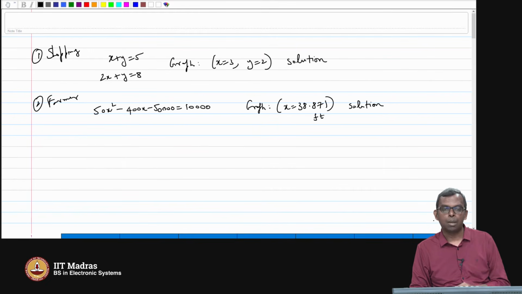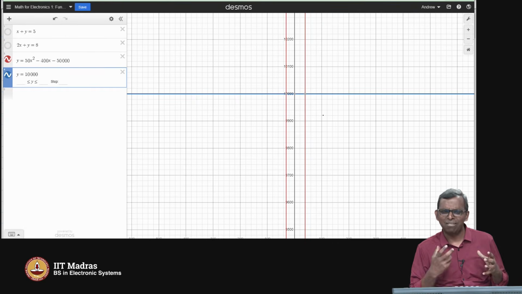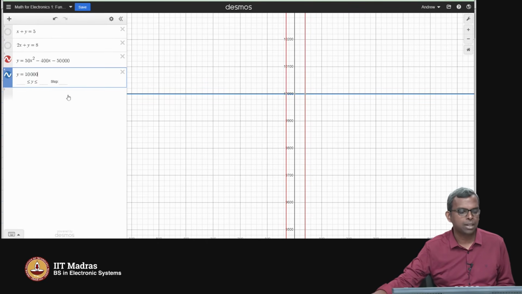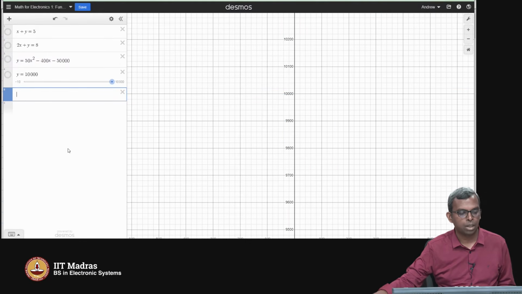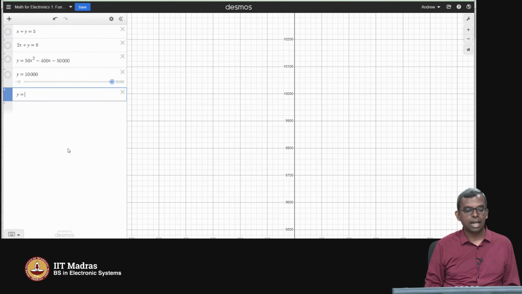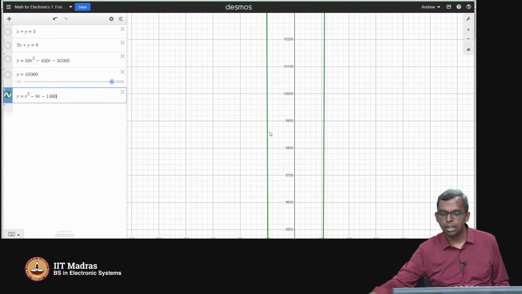And notice a couple of points I want to reiterate again about the graphical method here. It wasn't very easy like the previous straight line one. It had some numbers which were difficult to deal with. Maybe another thing to do which would be slightly easier is, instead of plotting these two, maybe I want to plot the other one, right? So the version which I had after dividing by 50. So I had x squared minus 8x minus 1,000.